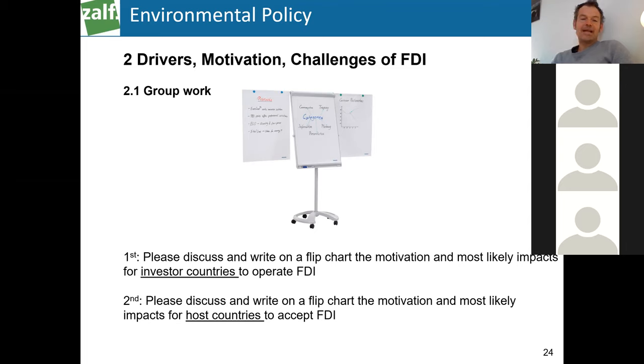Please discuss and write on a flip chart, or discuss and write it down, and then you can also build a small presentation, or say it in a few sentences: the motivation and most likely impacts for investors, and the same for the host country. Is it okay for you?